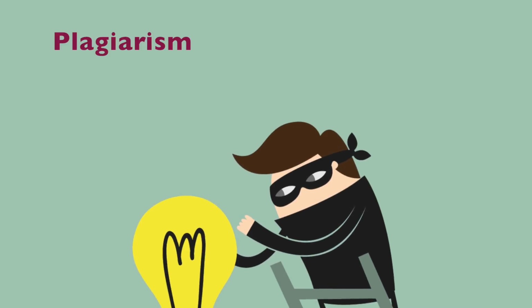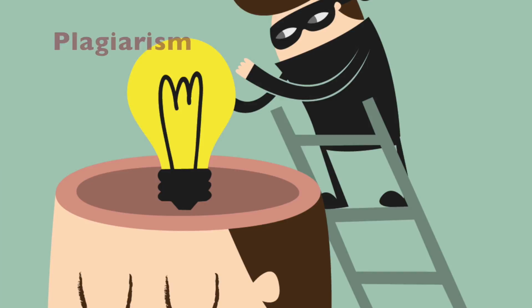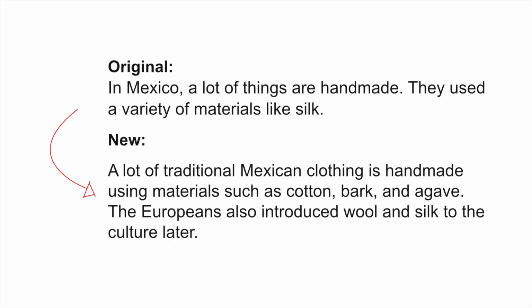This might be a good time to teach your child about plagiarism and explain why we should not copy others' work. Let's go back to the first sentence, incorporating our research. Here are the new two first sentences. A lot of traditional Mexican clothing is handmade using materials such as cotton, bark, and agave. The Europeans also introduced wool and silk into the culture later. I think it looks much better now.